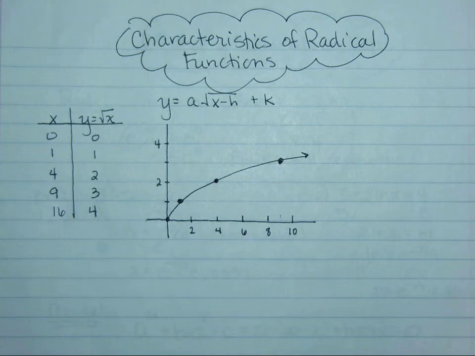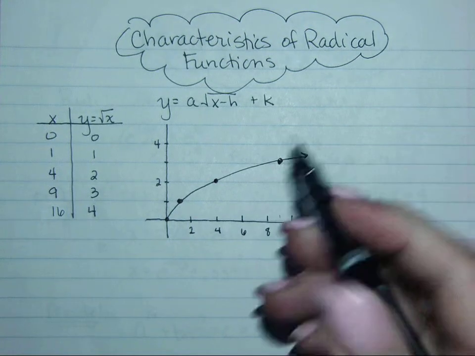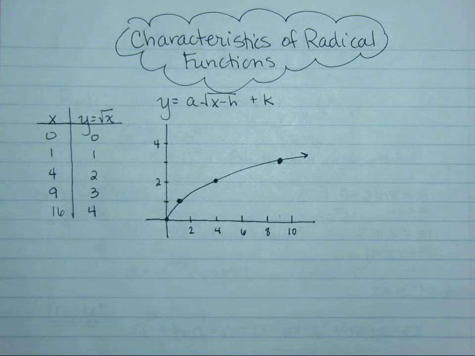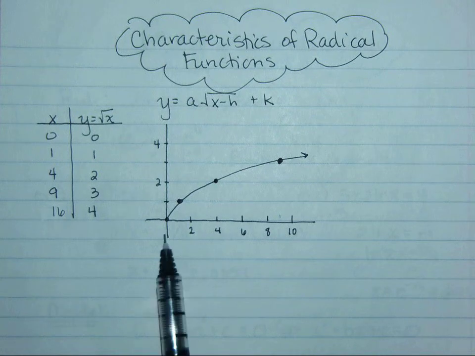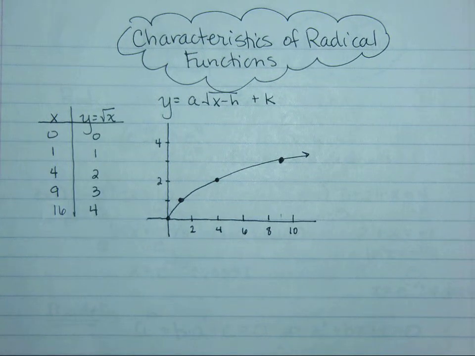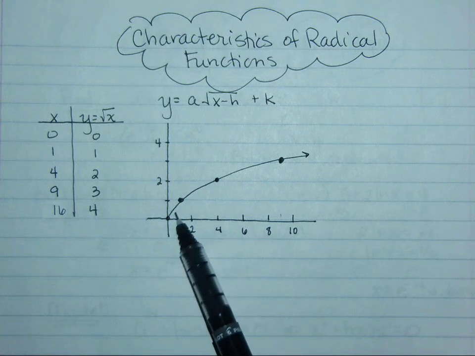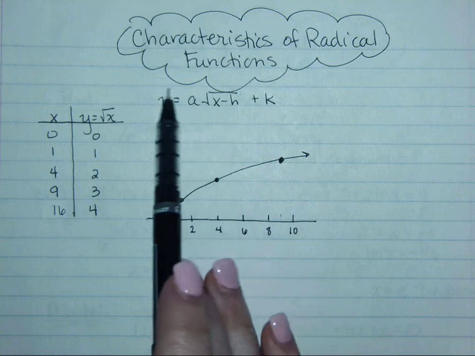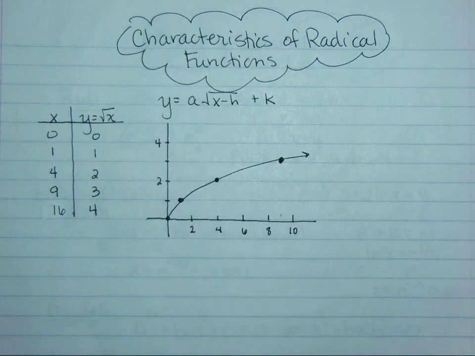Characteristics of radical functions are different aspects of what this function looks like. For example, your generic parent graph is this one right here, where we have y equals the square root of x, and you can see a sketch that we've talked about before. This is your generic graph, and now we look at what else is going to happen to it.